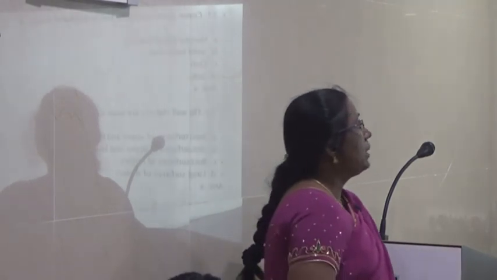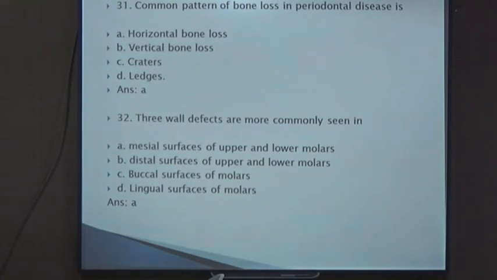The common pattern of bone loss in periodontal disease is horizontal. Three-wall defects are more commonly seen on the mesial surface of the upper and lower molars. Please note the question number 32, it is not given in your book. It is on the mesial surface, not on the distal, buccal or lingual. It is mainly on the mesial surface of the upper and lower molars.